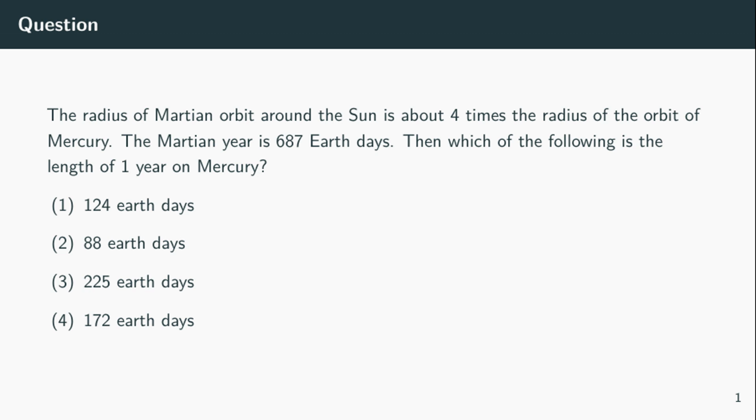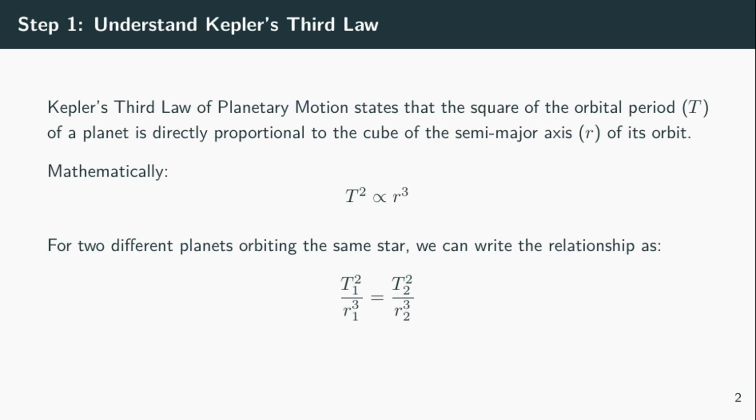Is it 104 Earth days? Or 88 Earth days? Maybe 225 Earth days? Or is it 172 Earth days? Alright, let's start with the first step, understanding Kepler's third law.